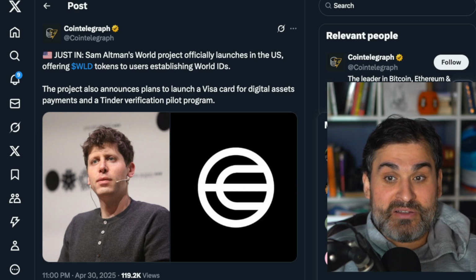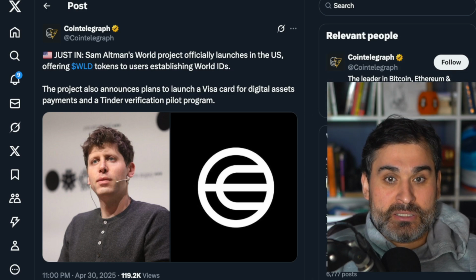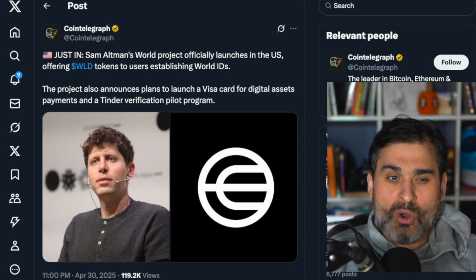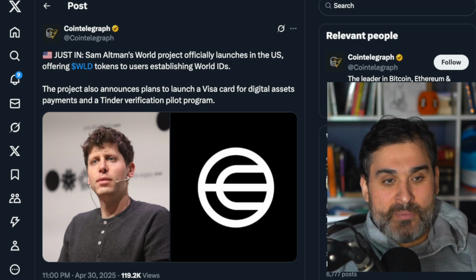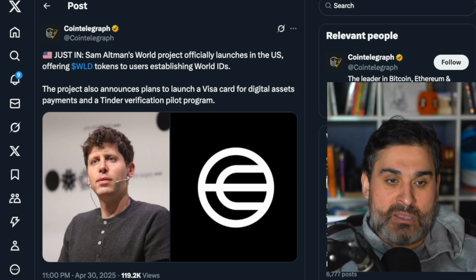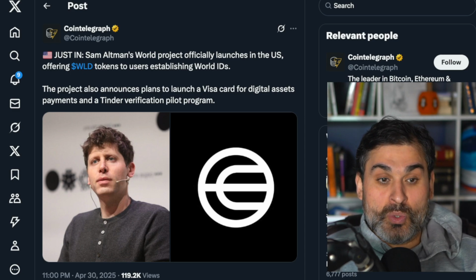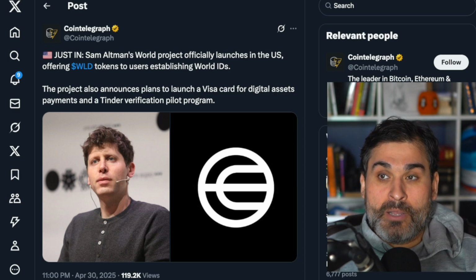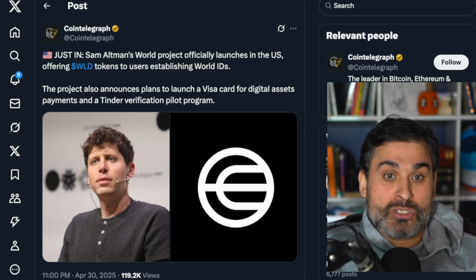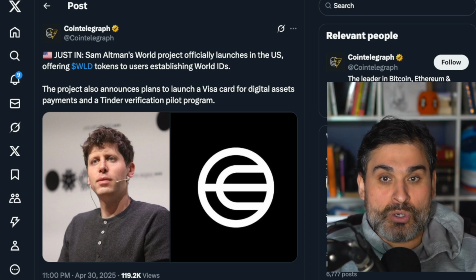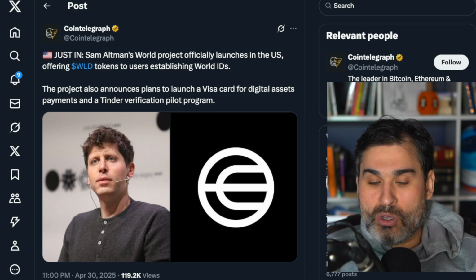Then Cointelegraph shares this article about WorldCoin and their L2 that is built on the OP stack on Ethereum. This is Sam Altman's World project officially launching in the US. So people in the US can now get their eyeball scanned. I think they're going to have storefronts where you can go and get your eyeball scanned if you want. Then they make a hash of your eye, and link you to an address, and that address belongs to an actual human being. They're going to do a lot more with that hash and that proof of humanity. The project also announces plans to launch a Visa card for digital assets payments, and a Tinder verification pilot program.